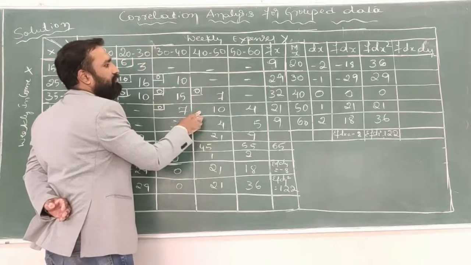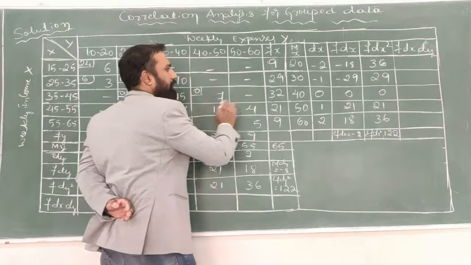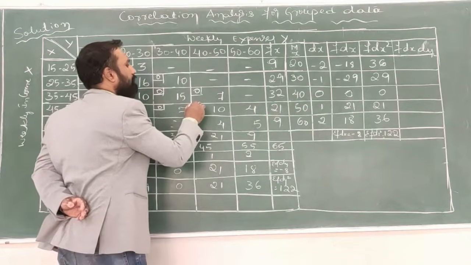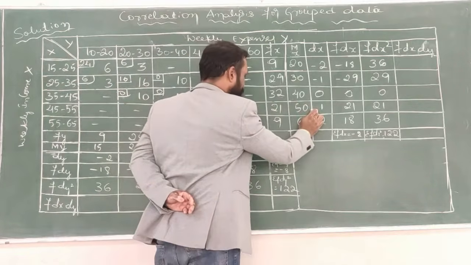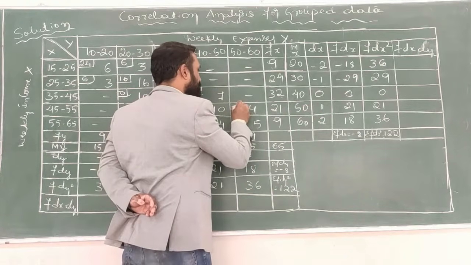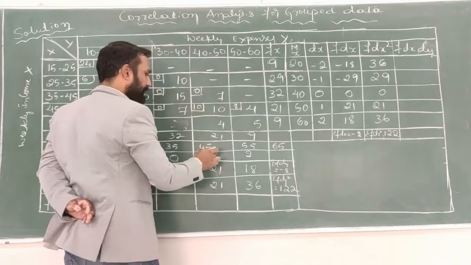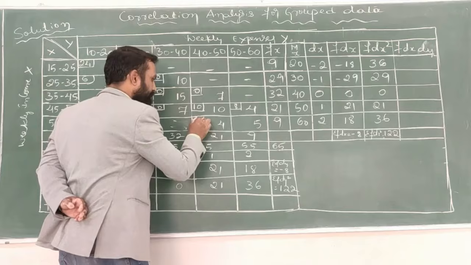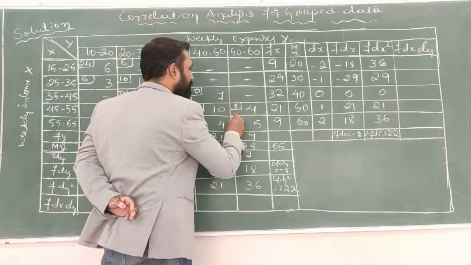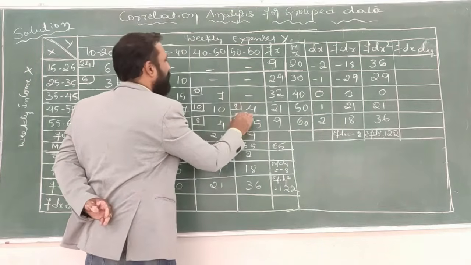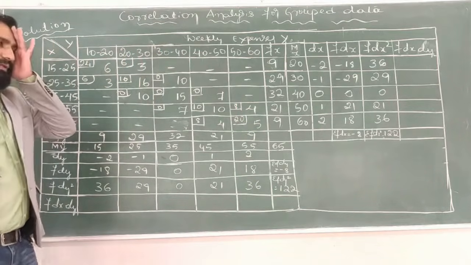Next 10 is the frequency, 10 into 1 is 10, and 10 into 1 is 10. So the value is 10. The next is 4. 4 into 1 is 4 and 4 into 2 is 8. The next is 4. The next 4 into 2 is 8 and 8 into 1 is 8. The next 5 into 2 is 10 and 10 into 2 is 20. So like that we have to fill the frequency boxes of f into dx dy values.